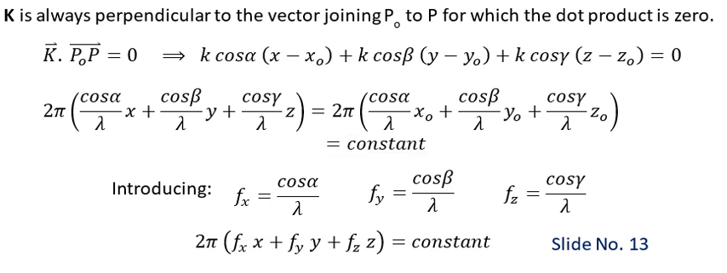That's why we can write that the right hand side is equal to constant. And we are introducing new variables, that is fx is equal to cos alpha over lambda, fy is equal to cos beta over lambda, fz is equal to cos gamma over lambda. Substituting these on the left hand side of the above equation, we get 2 pi into fx x plus fy into y plus fz into z is equal to constant. So this value is a constant.